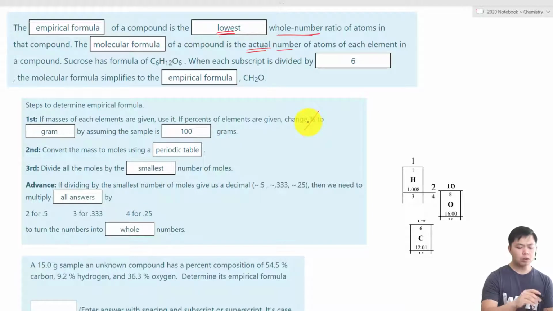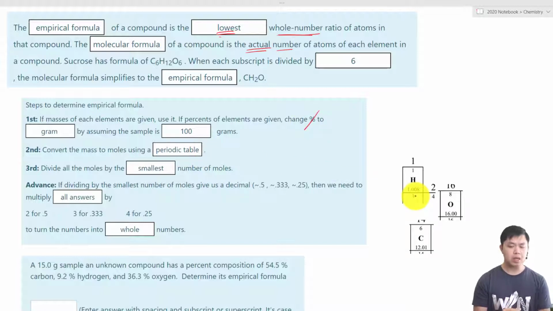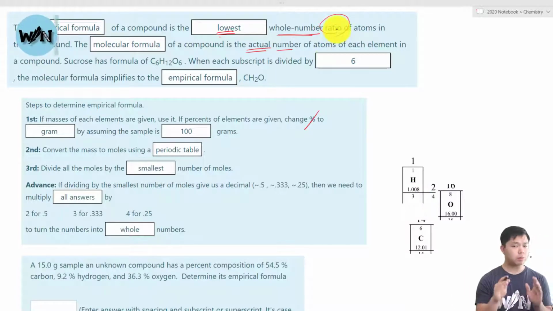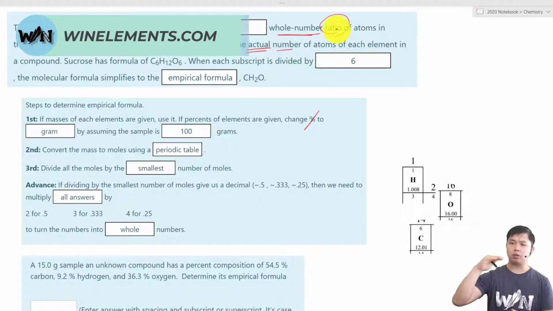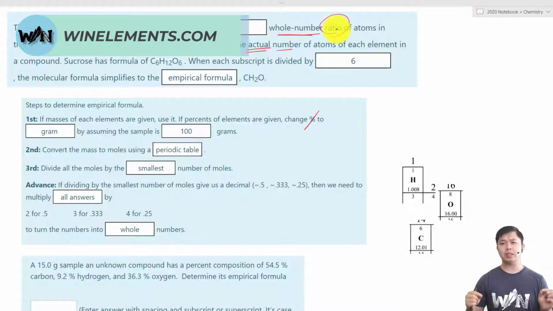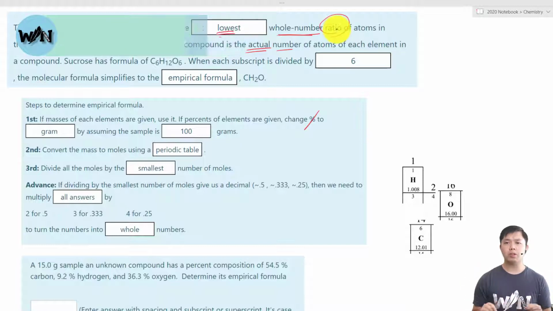Now we are going to convert the mass to mole using the molar mass and using information from the periodic table. Once you're done, you divide by the smallest number of moles to give you that ratio again. That's where the ratio is coming from. When you are making a whole number ratio, the only way you can do that is by comparing to the lowest number of moles.